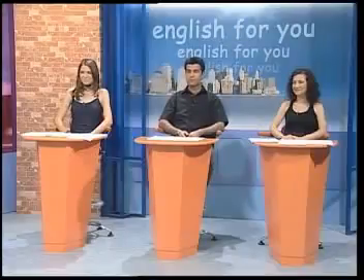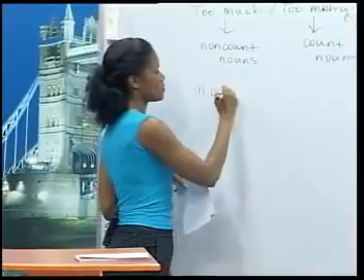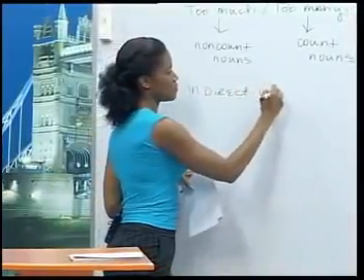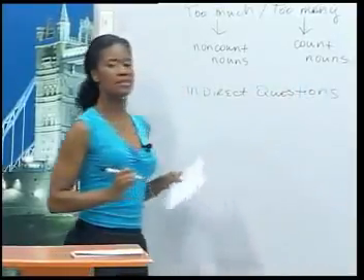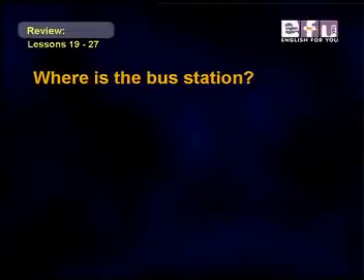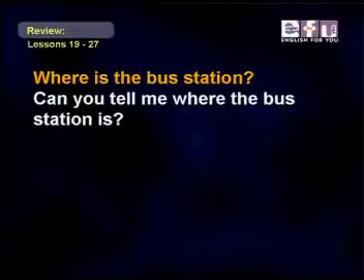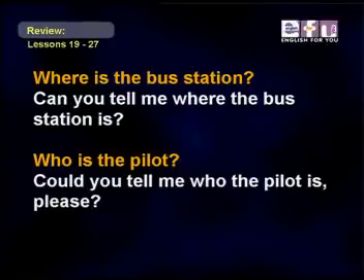Now, let's quickly look at indirect questions. Lots of review today. Let's have a look at some examples. Where is the bus station? Can you tell me where the bus station is? Who is the pilot? Could you tell me who the pilot is, please?